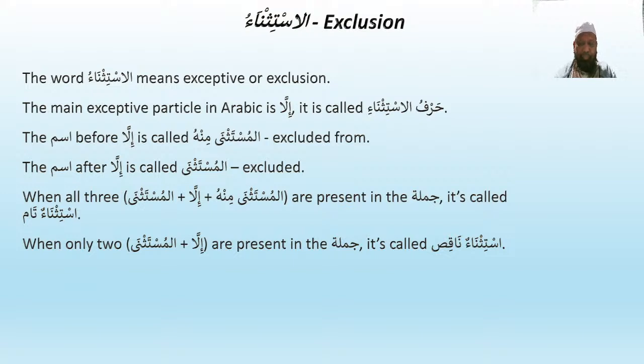When all three are present in the sentence, which is al-mustathna minhu, then illa, and then al-mustathna, this is called istithna'un tamun. And when only two, which is the harful istithna, illa, and al-mustathna are present in the jumla, it is called istithna'un naqisun. And we've learned another name, istithna'un mufarraghun.